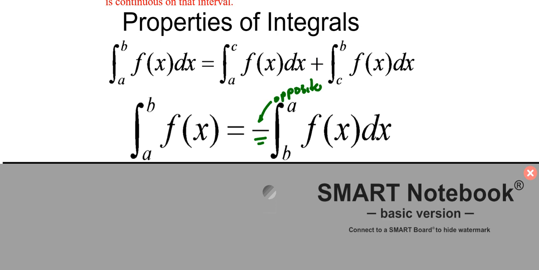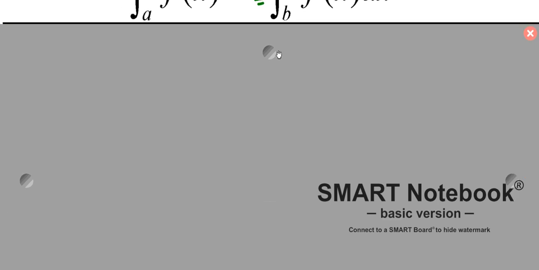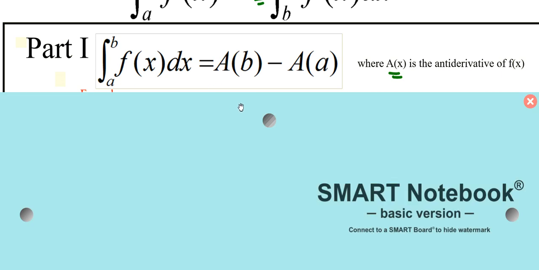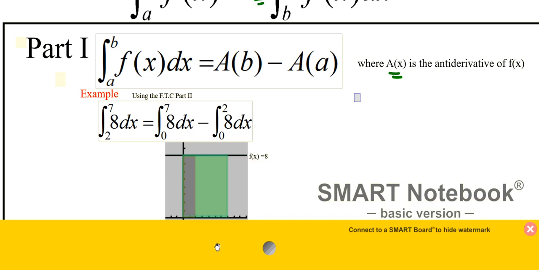And then finally, what that brings us to is part 1. The integral from a to b of f(x) dx is really the antiderivative, or the area from b minus the area from a, where A(x) is known as the antiderivative of f. Antiderivative of f, and that is what we know. You want to write that down. So how does that work, or why does that work?